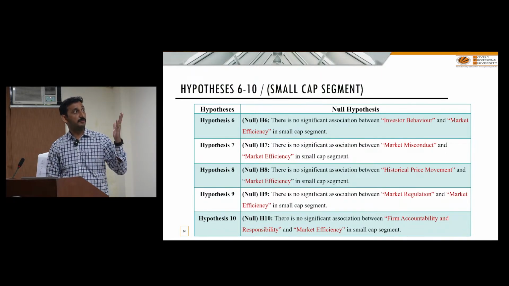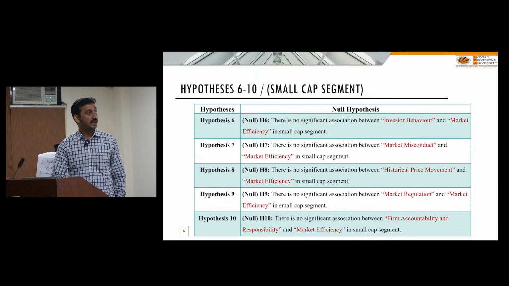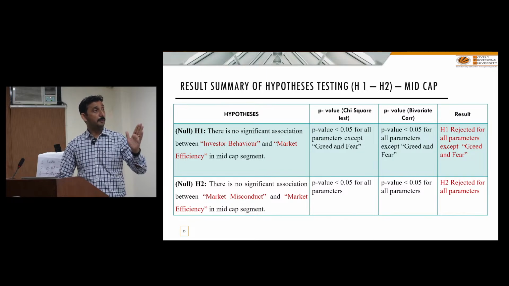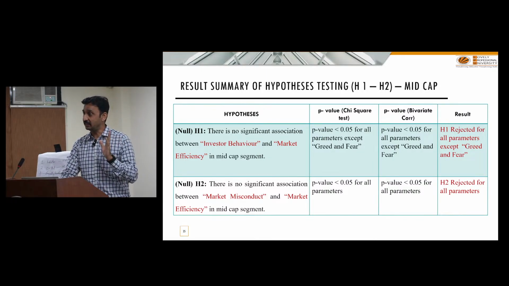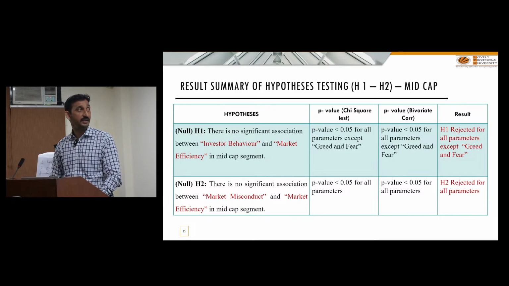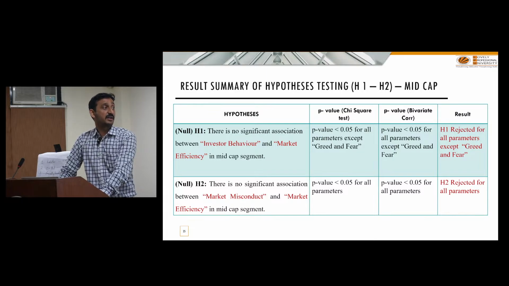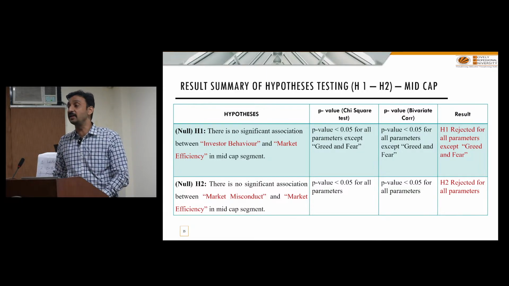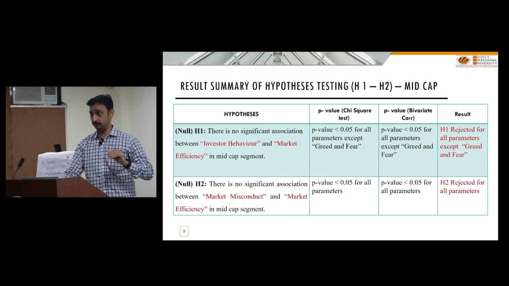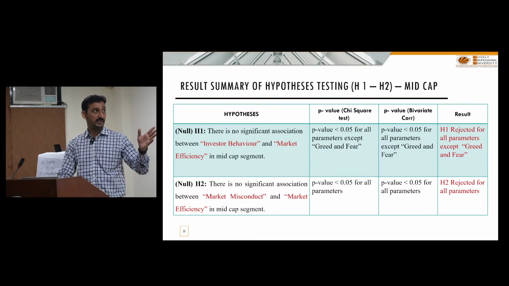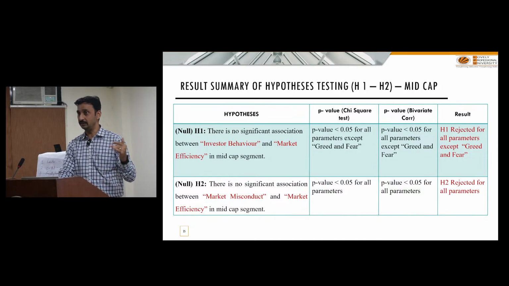If you see the result of my first hypotheses, H1 and H2, the p-value of both hypotheses is less than 0.5, which means that we are rejecting our null hypothesis, and we can say that there is a significant relationship between investor behavior and market efficiency. There is a significant relation between market misconduct and market efficiency, except for one factor, greed and fear, because in greed and fear the p-value is greater than 0.5. So that is not accepted there.